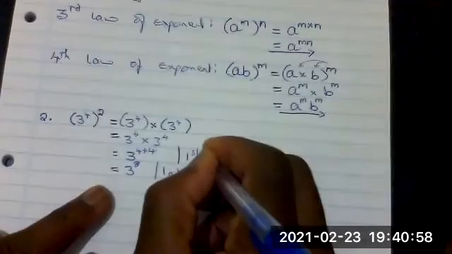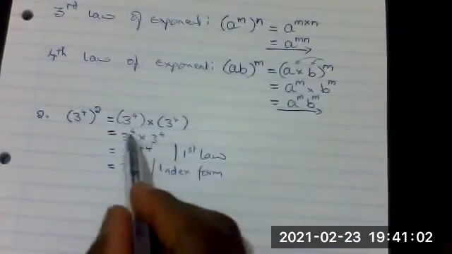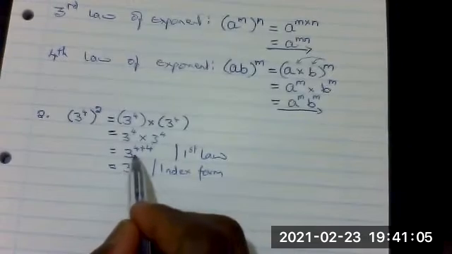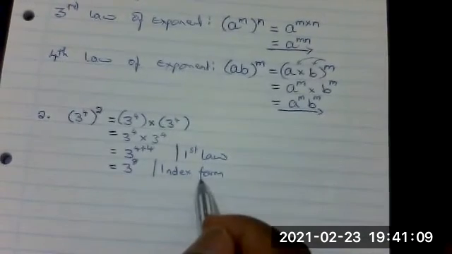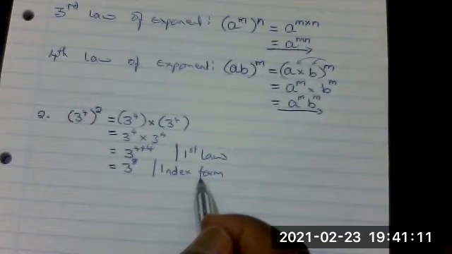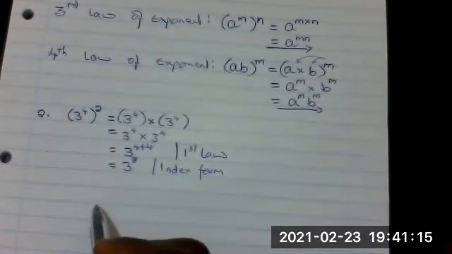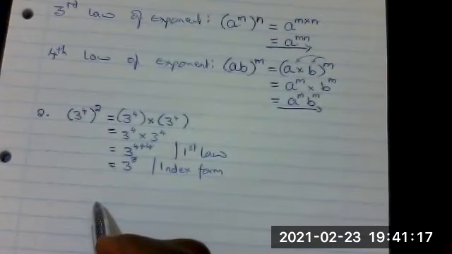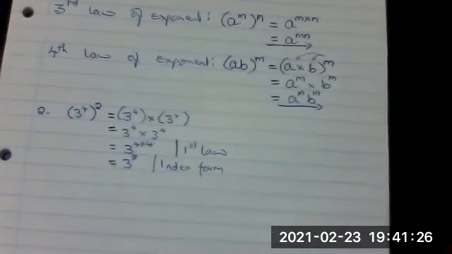First law. By using first law, from here we go on to this one. That's the first law. Then we simplify, and we get it in index form. Now, this is 3 to exponent 8. Now, 3 to exponent 8 simply means we are going to get what?